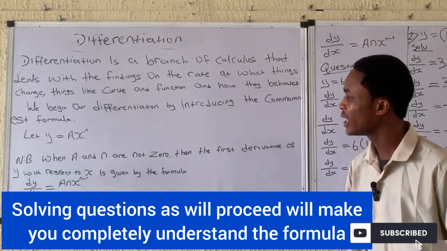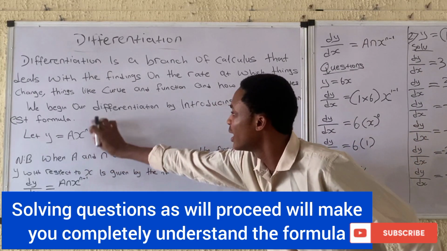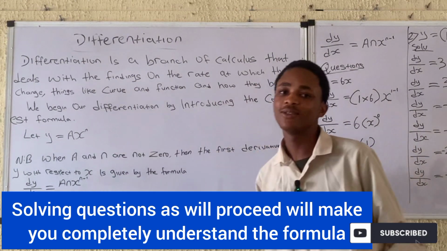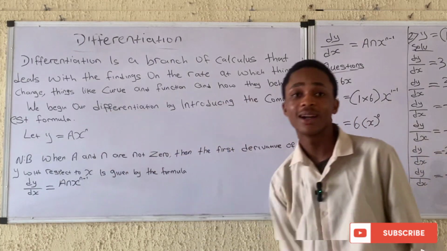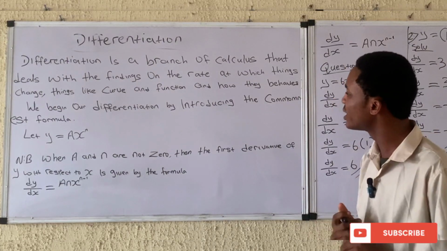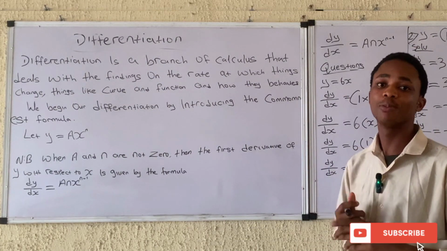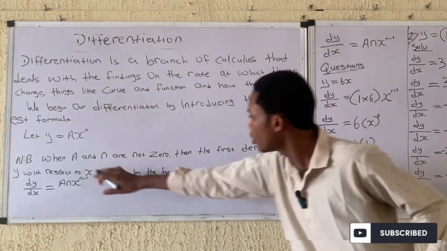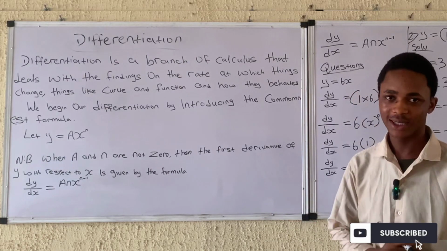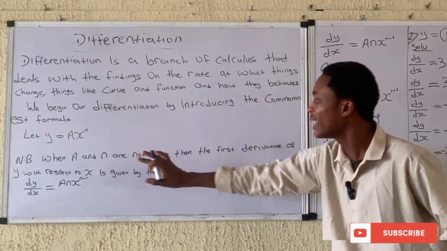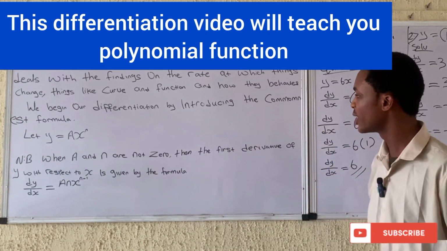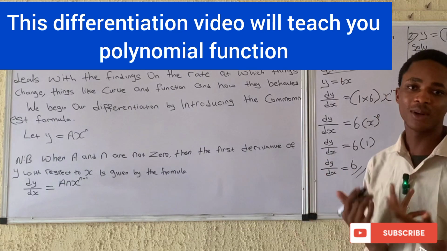Let y equals a x^n. Note here that a is the constant, x is the variable, while n, the power, is the function. Starting with the first function, known as the polynomial function, note that when a and n are not zero, the first derivative of y with respect to x is given by the general formula.